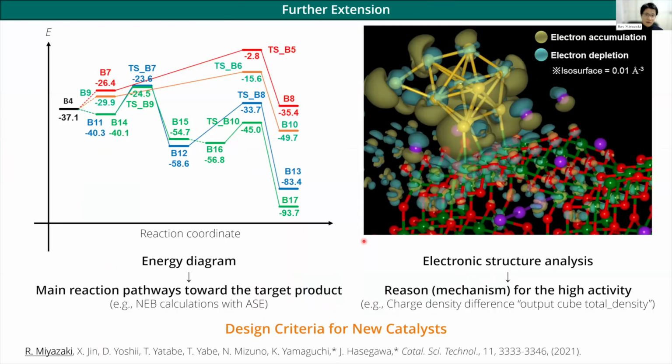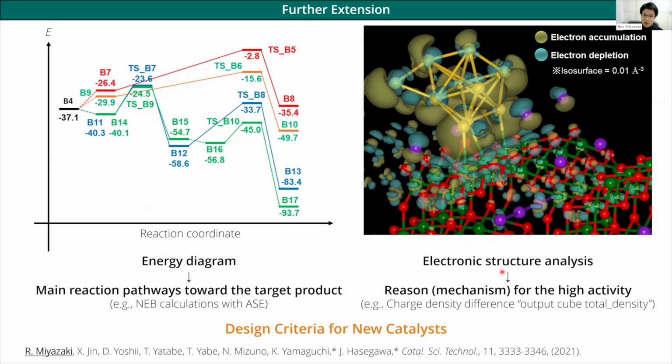And of course, by using this information, we can further extend to reaction mechanism investigation. For example, we can calculate the transition states connecting each intermediate that I showed before. And then finally, we can get an energy diagram here. The y-axis represents the energy, and the x-axis represents the reaction coordinate. Then we can get the reaction pathways, and by comparing those pathways, we can get the main reaction pathway towards the target product. This kind of calculation can be achieved by using nudged elastic band calculations with the Atomic Simulation Environment and FHI-aims.